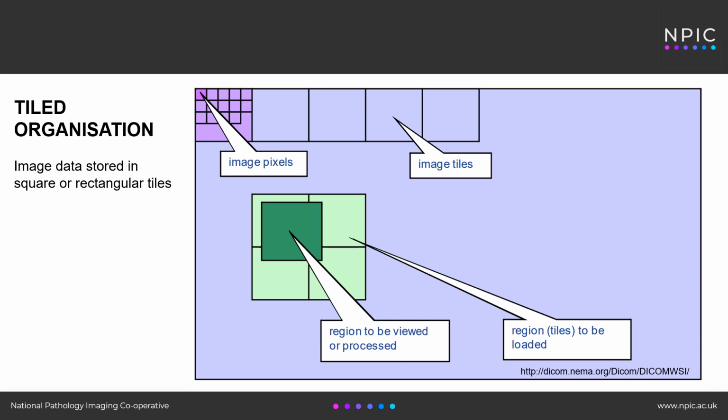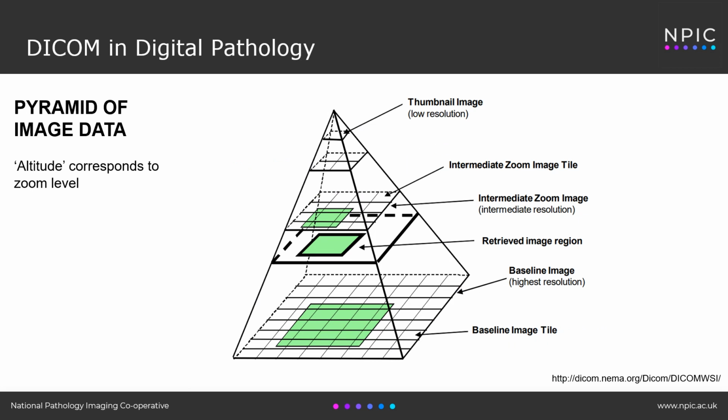So this addresses the problem of rapid panning, or moving around a slide at a single magnification, but what about rapid zooming? The solution proposed in the Working Group 26 supplements was tiled pyramids. The idea is that the whole slide image is composed of multiple images at different resolutions, and there are 4 of them in this diagram. There's the baseline highest resolution image at the base of the pyramid, and then 3 intermediate zoom levels as we go up the pyramid.